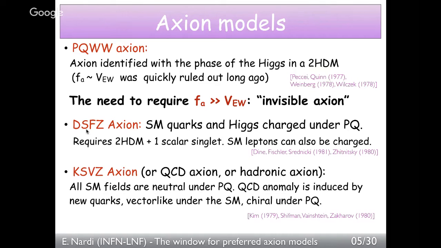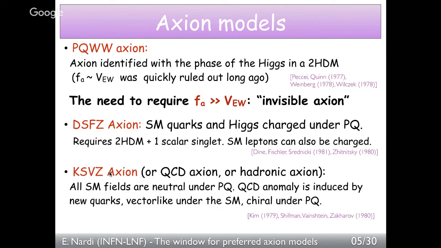One is, as I mentioned at the beginning, the DFSZ axion, where the standard model quarks and the Higgs are charged under the Peccei-Quinn symmetry. You need two Higgs doublets and one scalar singlet. This scalar singlet can get a vev as large as you like, without affecting the phenomenology of the W mass and Z mass. The standard model leptons can also be charged in some models, in other models they are not.